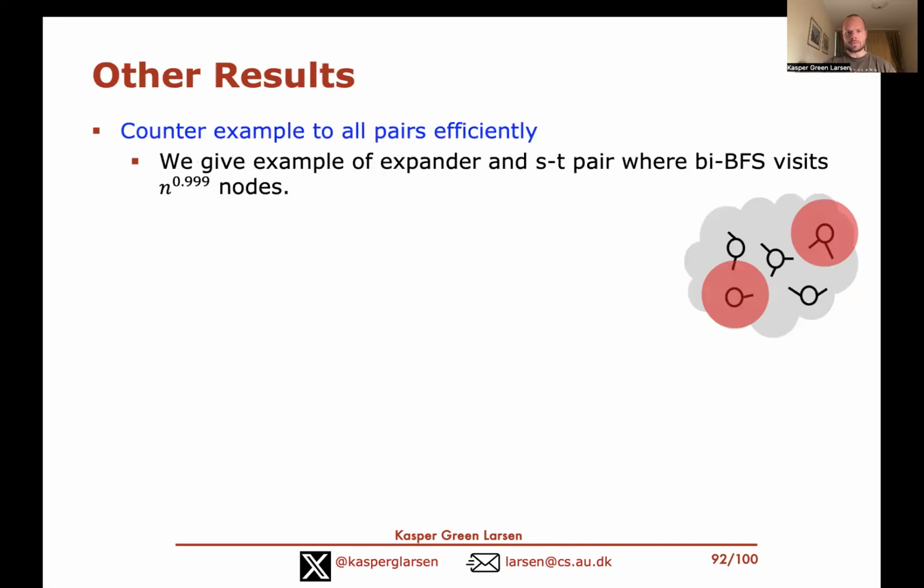In the paper, we also show some other results. In particular, maybe one could ask, is it just our analysis that is not tight based on the diameter? Maybe for every graph, if you run bidirectional breadth first search, you'll actually find a common vertex quicker than the bound that we got from the diameter. But we have given an example of an expander where you actually have to visit n to the 0.999 vertices and nodes before you're done. So this is basically tight. You cannot hope to show that bidirectional breadth first search for every pair of vertices is efficient.